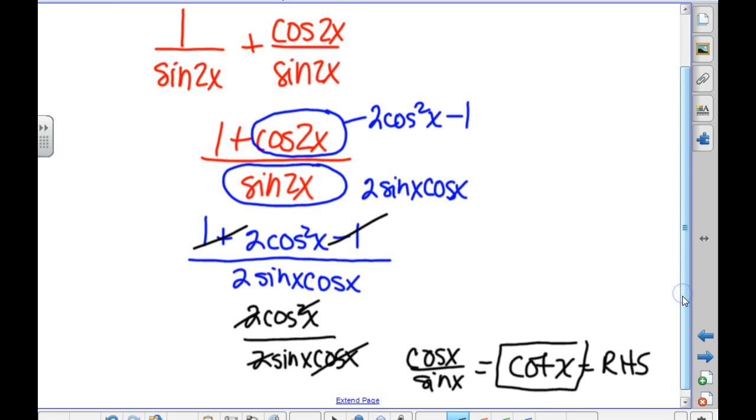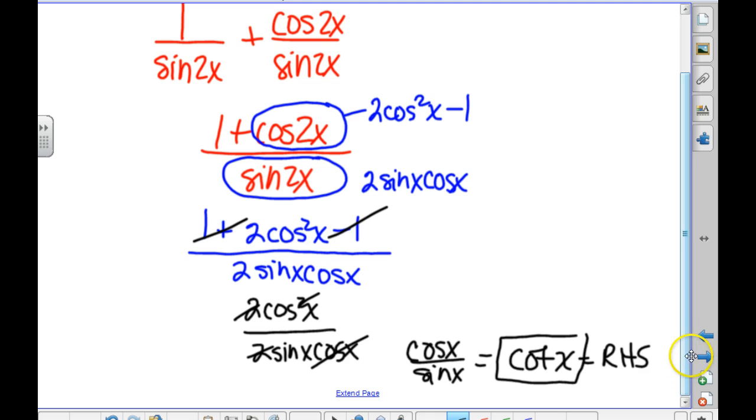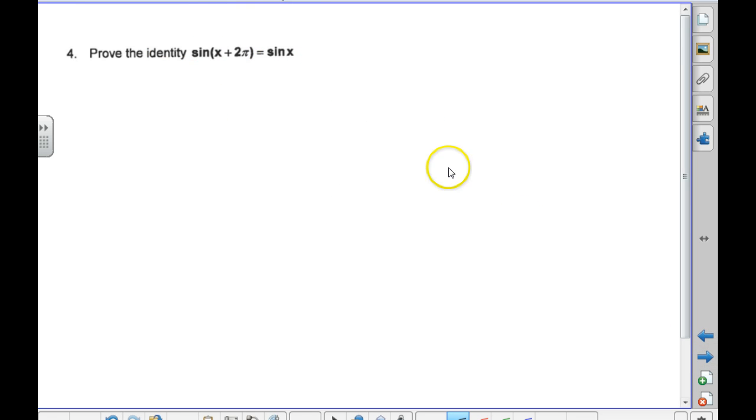Okay, make very clear steps when you're doing these. All right, hopefully that's enough time for you to write it down, otherwise your sub can pause if you need more time. I'm going to move on to the next one.